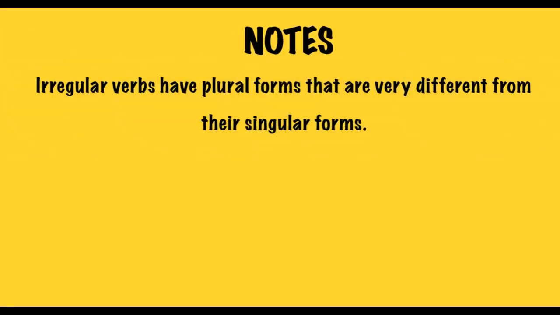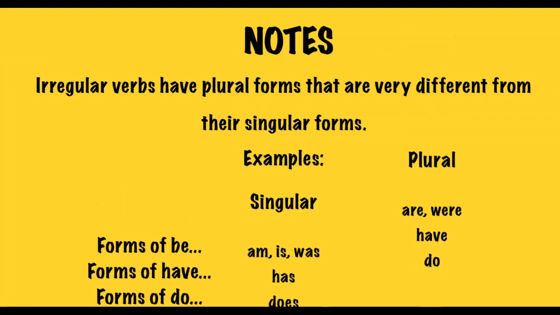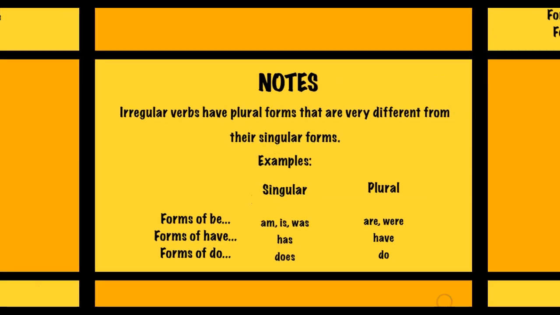Irregular verbs have plural forms that are very different from their singular forms. For example, we have the forms of be. The singular forms of be are am, is, or was, and the plural forms are are, were. The forms of have: singular is has, plural is have. And then we also have forms of do. Does is singular and do is plural.